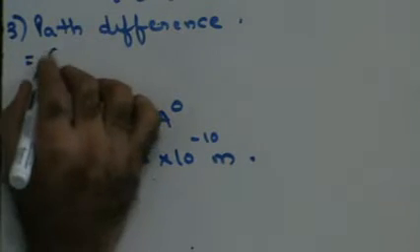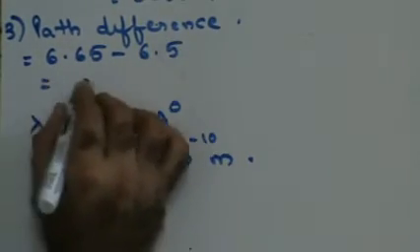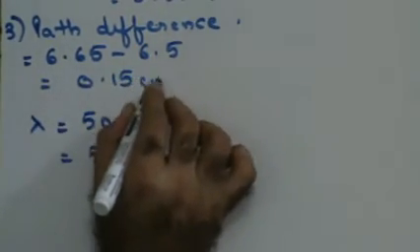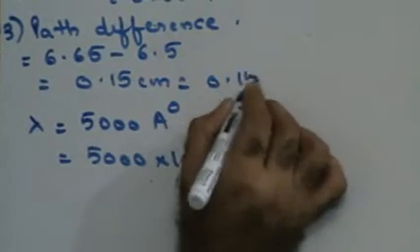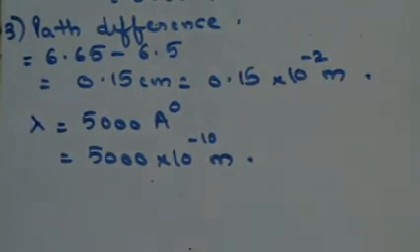That means how much is the path difference? 6.65 minus 6.5, that is 0.15 centimeters. That is 0.15 into 10 raised to minus 2 meters. That is your path difference. Right? Now, I can say that the path difference is 0.15 into 10 raised to minus 2 meters.